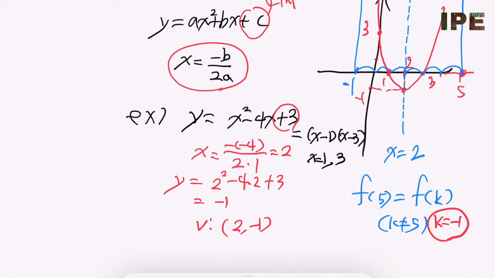So 5 is 3 units from 2. So find the other side point. Which point on the other side is 3 units from 2? Okay, go to the left side 3 units from 2. We'll reach it where? Negative 1. So k must be negative 1. So you have to understand the symmetry. Okay, a lot of SAT problems ask you about the line of symmetry.